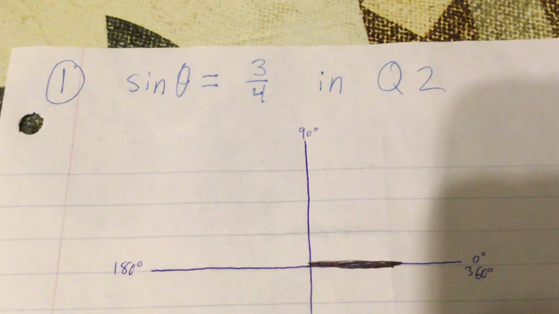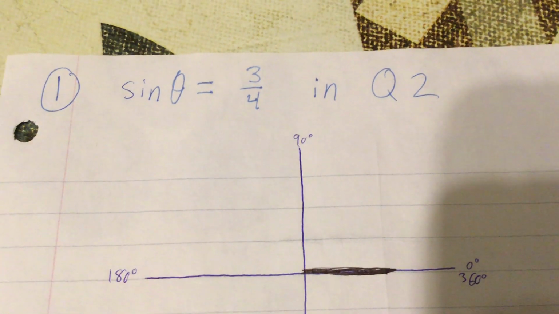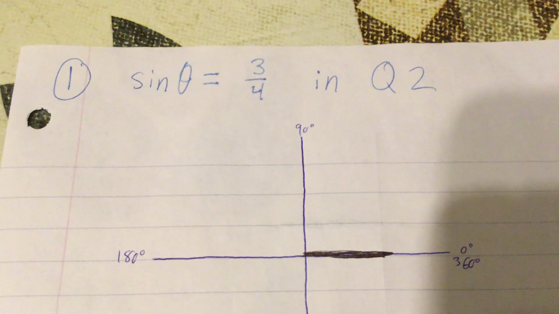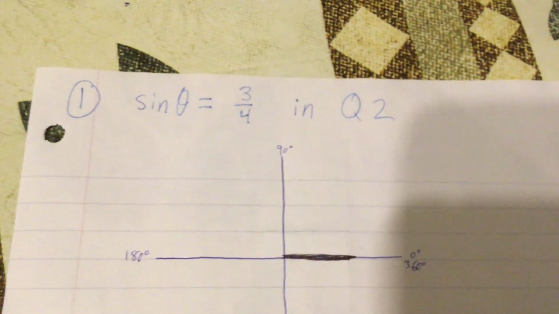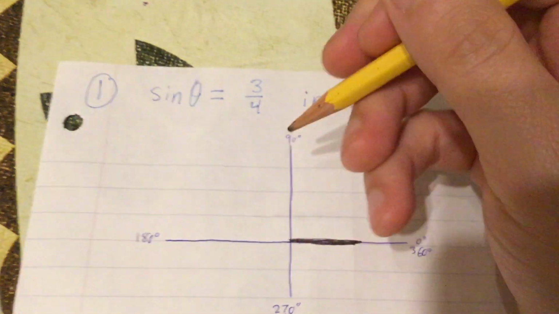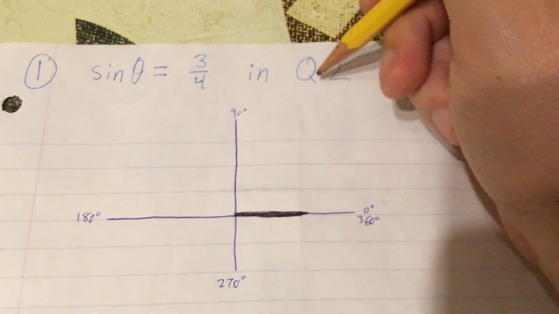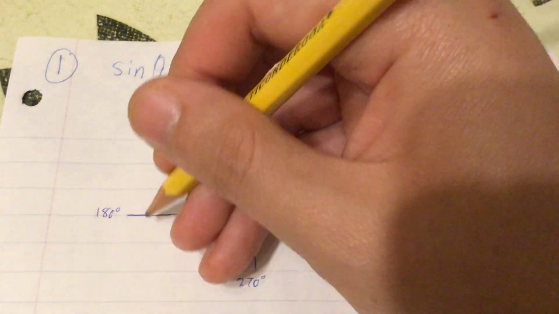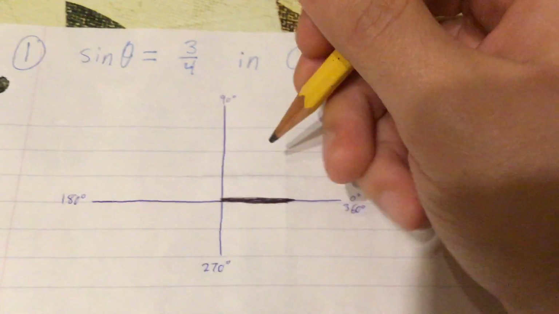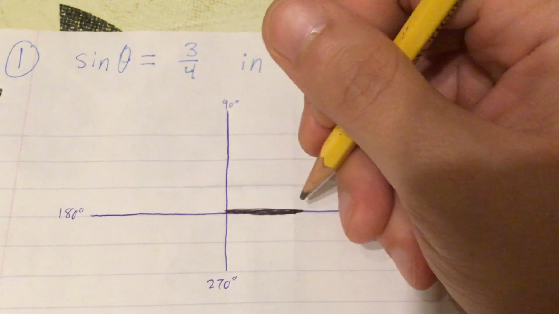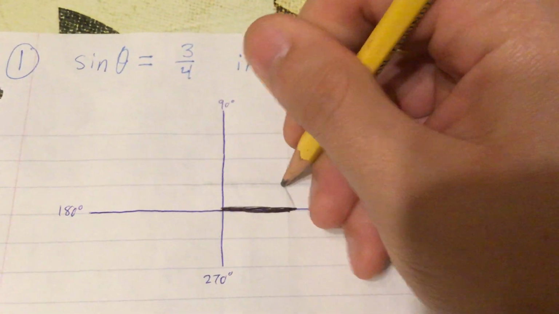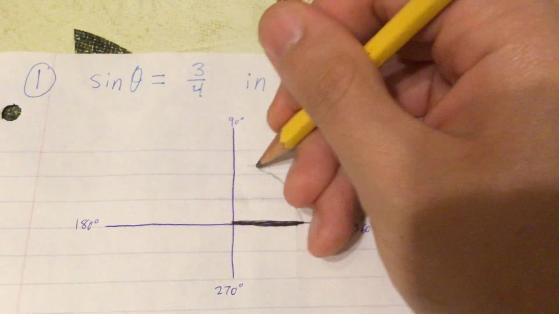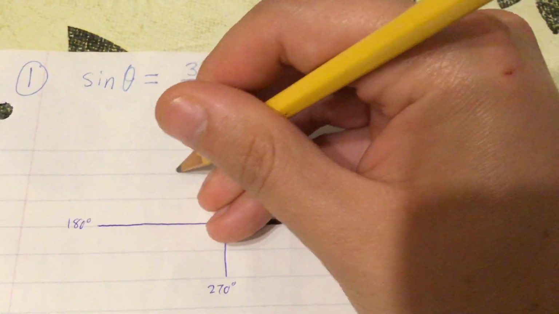Okay, so the sine of angle theta is 3/4, and it's given that the angle is in quadrant 2. First things first, let me get my pencil. Okay, so the sine is 3/4 and we're in quadrant 2. Well, the quadrant 2 part tells me that it's going to be between 90 and 180. So what I like to do is draw a picture so I get a good sense of what's going on. So I'm going to rotate, make a little arc, and I'm just going to be somewhere in this diagram.